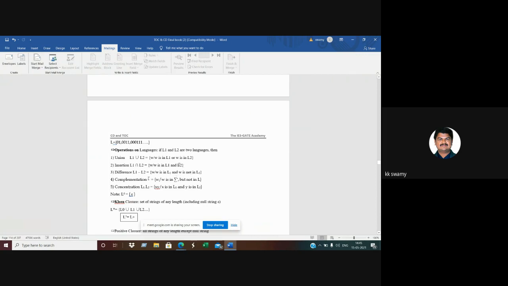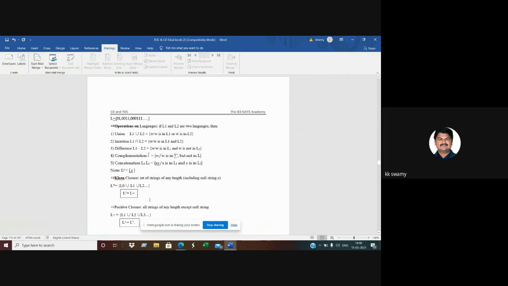In languages we also have different kinds of operations. That is called the union operation, intersection, difference, complementation, concatenation, insertion, deletion. Okay, no problem.